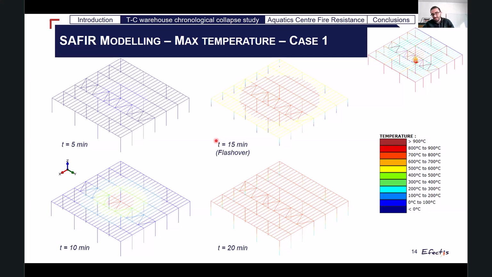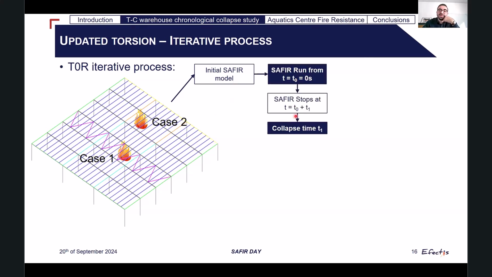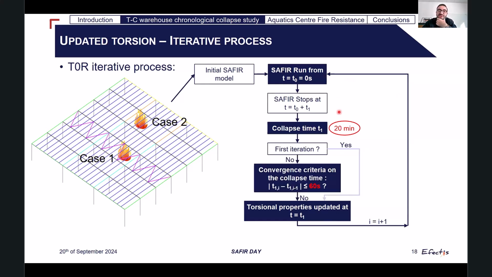But okay, now let's dive a bit into our iterative process and how we dealt with the torsional update. So, okay, you start from your first model of SAFIR. You run SAFIR from time t0, and you get a collapse time of, let's say, 30 minutes. So it's your first iteration. So I need to update the torsional properties at 30 minutes, and I relaunch SAFIR from scratch. So now I get another collapse time of, let's say, this time 20 minutes. So it's not my first iteration anymore.